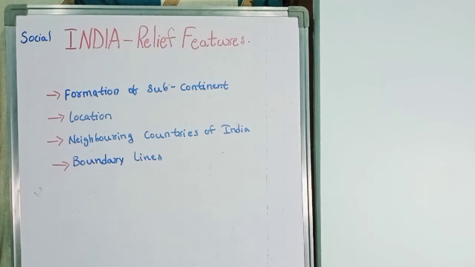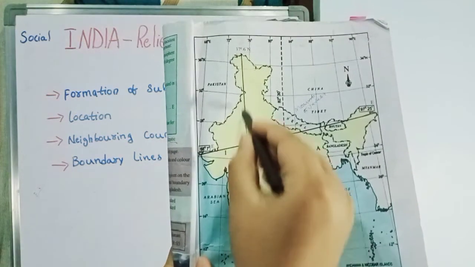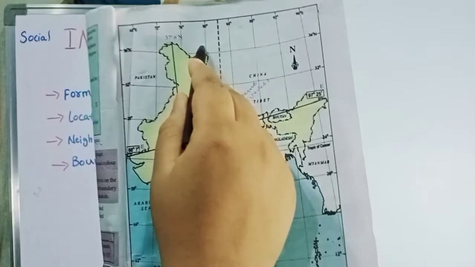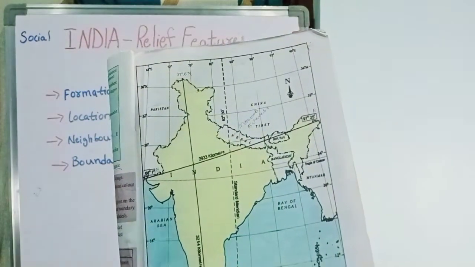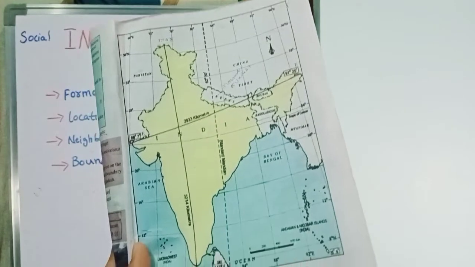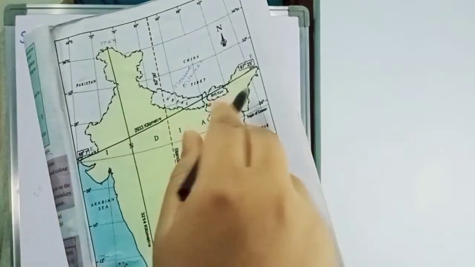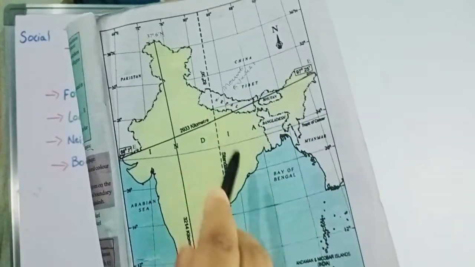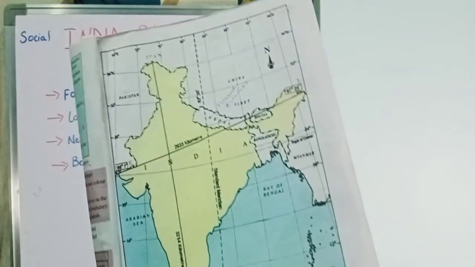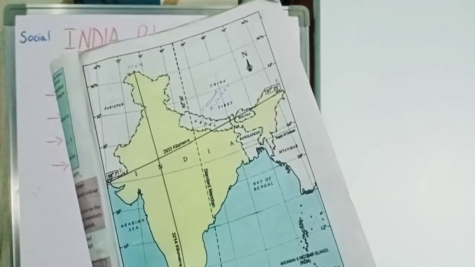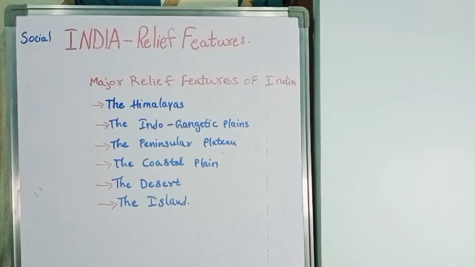Now we will see the map. This is a latitude and this is a longitude. Latitude is 37 degrees 6 minutes north to 8 degrees 4 minutes north. Longitude is 68 degrees 7 minutes to 97 degrees 25 minutes. This is 2933 kilometers and this is 3214 kilometers.